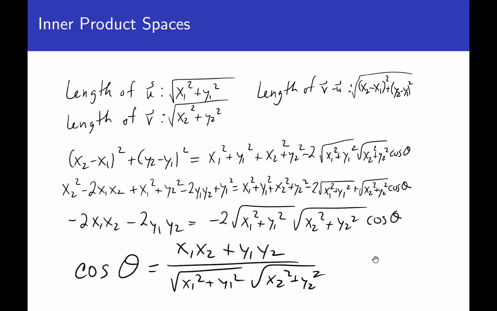So if we solve for the cosine of theta, we get this quotient. Now notice in the denominator, we have just the product of the lengths. In the numerator, we have a sum of products, I should say, where we have the product of the first two components and the product of the second two components. So we see this expression that comes up when we try to find the angle between the two vectors. So this is one way to motivate why we care about the dot product.